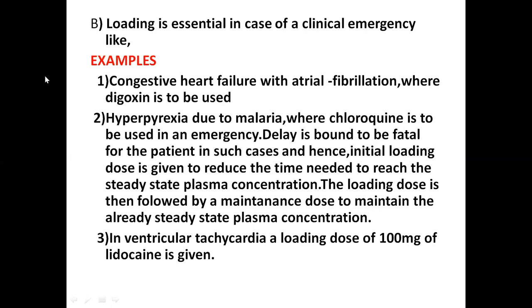Then B question: loading dose is essential in case of a clinical emergency. Examples are conditions like congestive heart failure with atrial fibrillation, where digoxin is to be used. One more example, hyperpyrexia due to malaria, where chloroquine is to be used in an emergency. Delay is bound to be fatal for the patient in such cases, and hence an initial loading dose is given to reduce the time needed to reach the steady state plasma concentration. The loading dose is then followed by a maintenance dose to maintain the steady state plasma concentration.